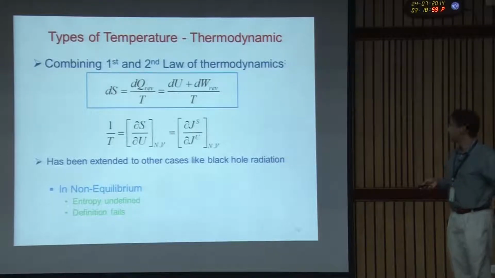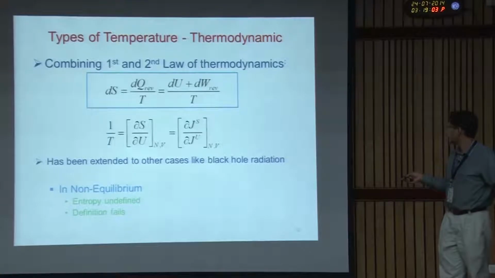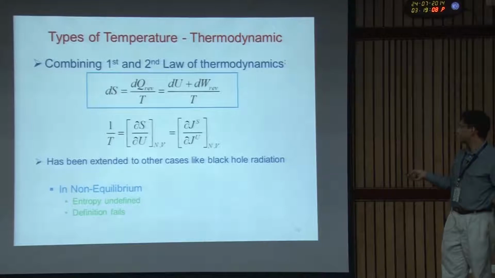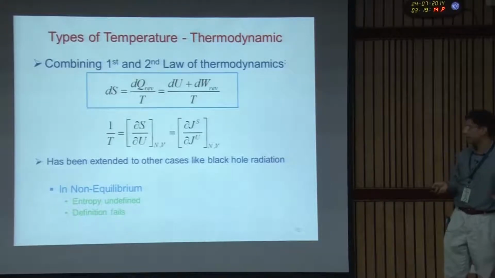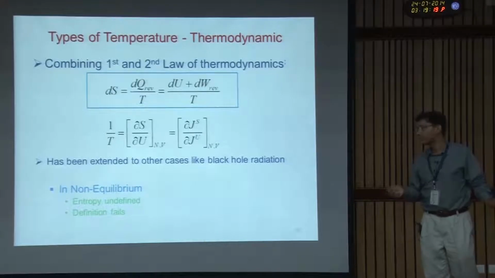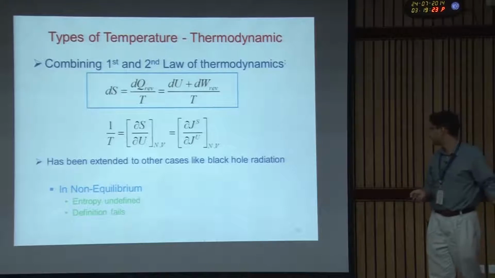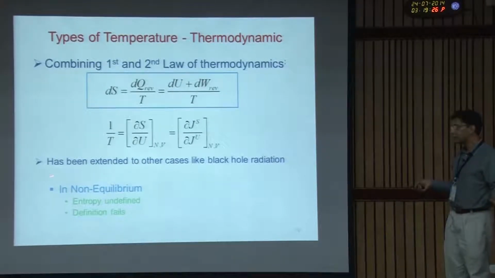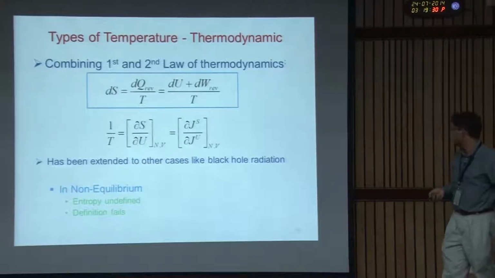So, there are several types of temperature. When we combine the first and second laws of thermodynamics in equilibrium, this is all very well known, we have dS as the internal energy change plus the reversible work done on the system, divided by the absolute temperature. And that gives us two expressions of temperature. One involves the state variables and the other involves the fluxes. And this has been so successful that it has also been extended to black hole radiation.